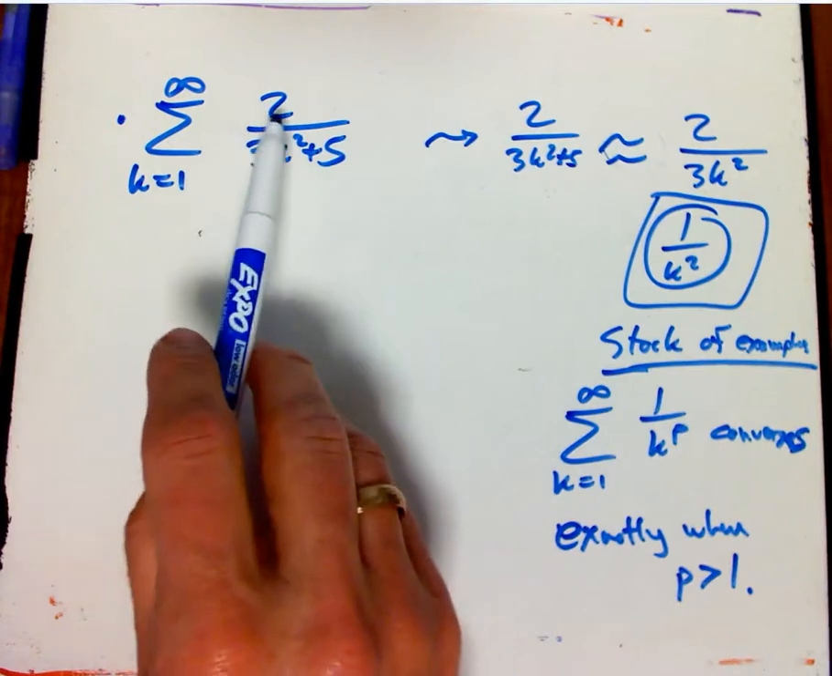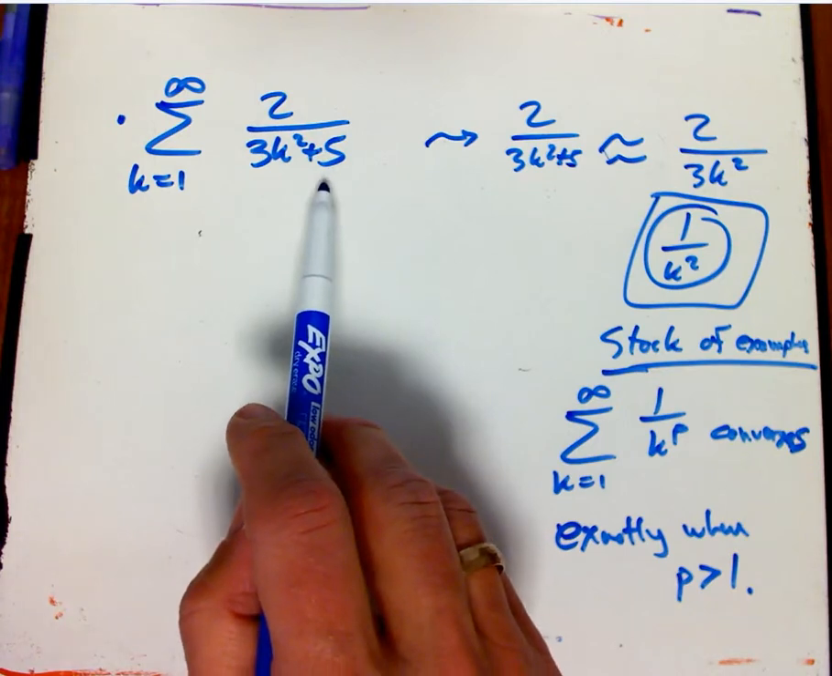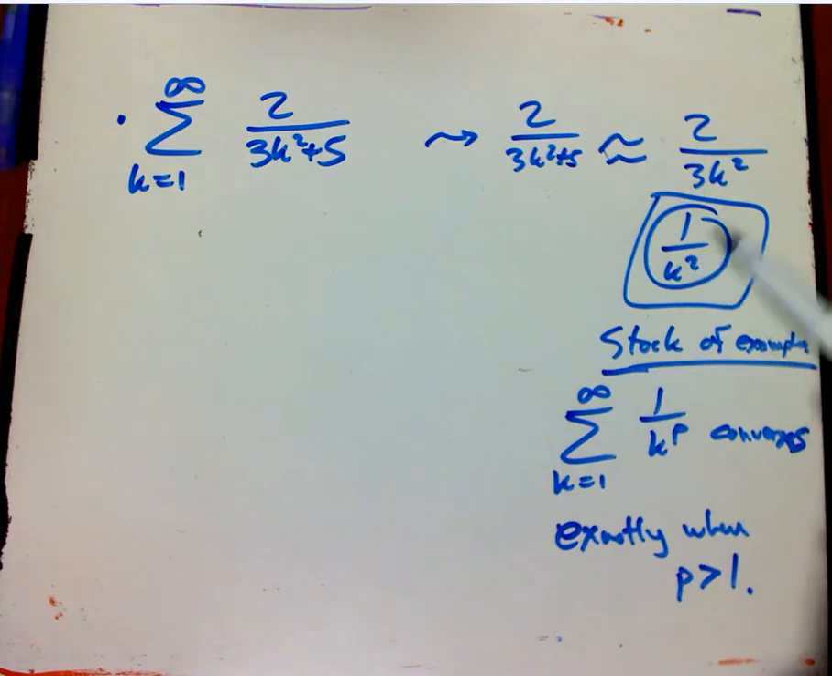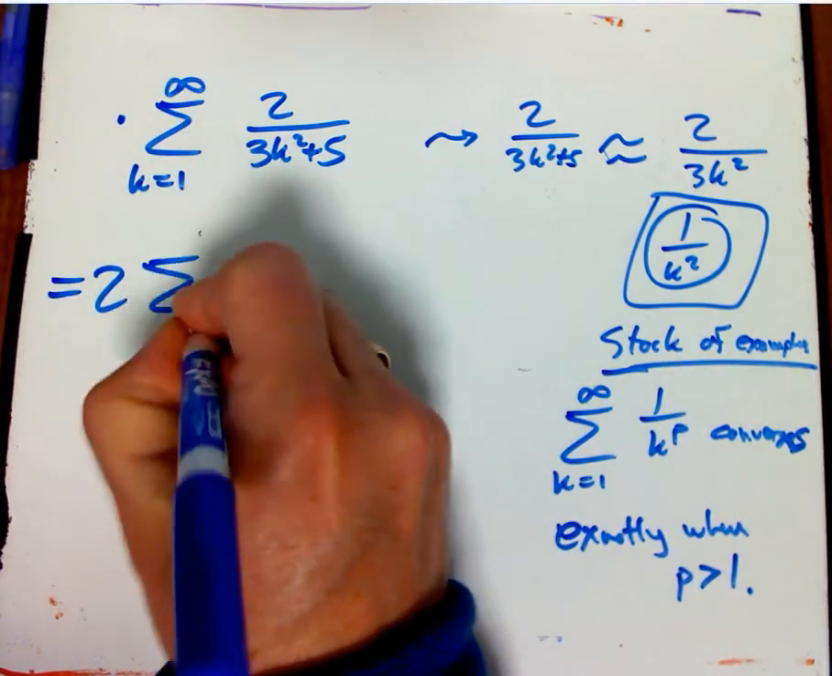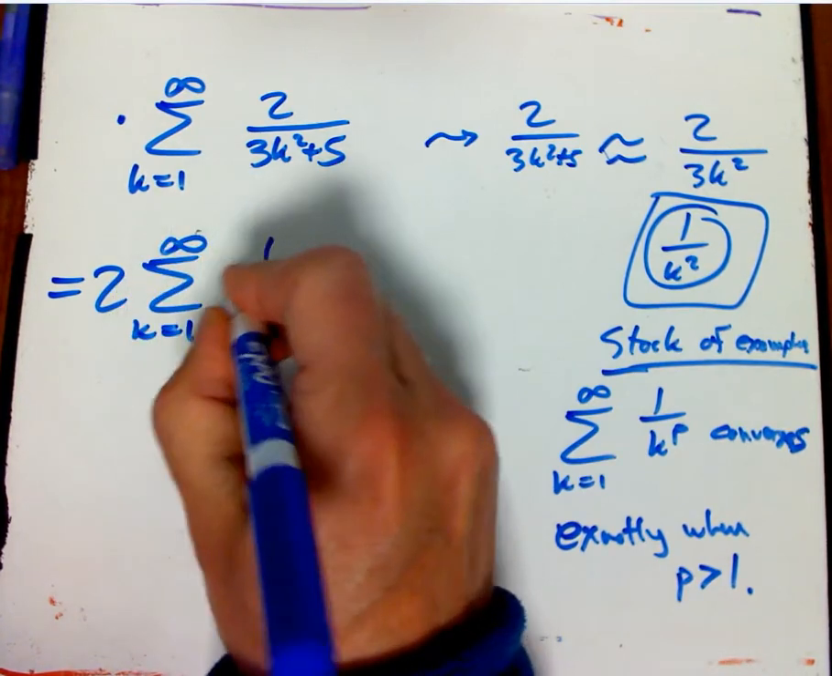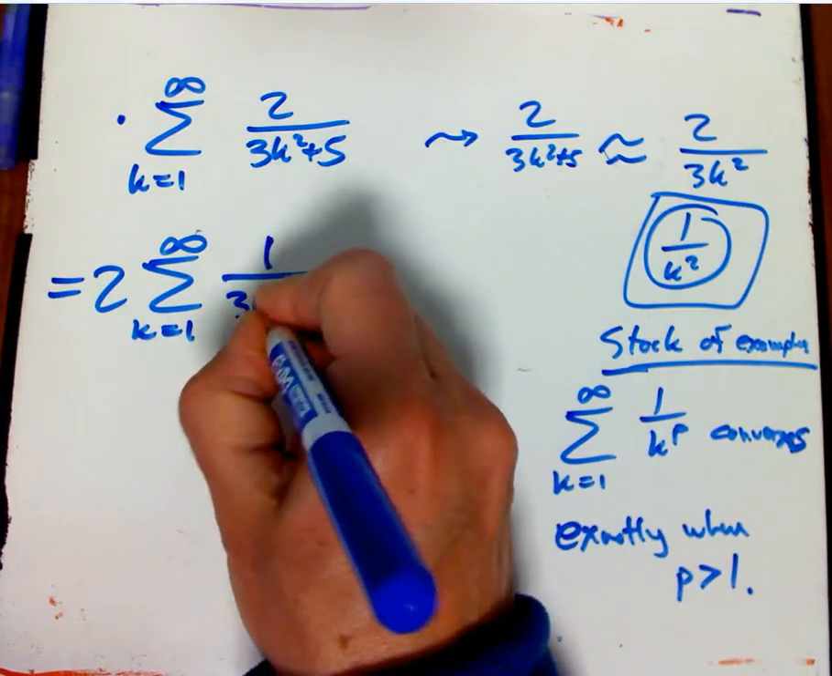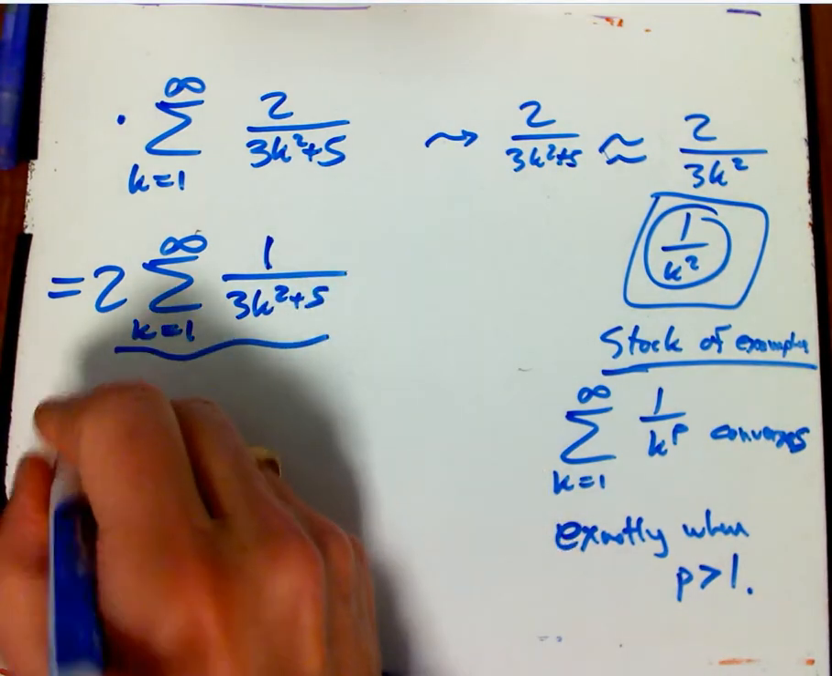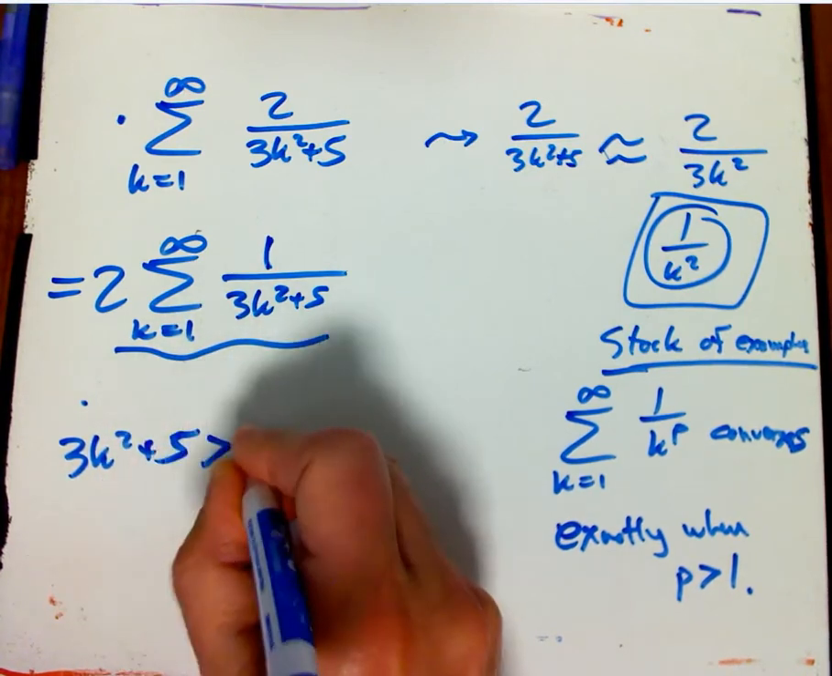Now, one thing is the 2 up here does make these numbers bigger than if the 2 weren't there. Certainly 2 over k squared is strictly speaking bigger than 1 over k squared. But again, that doesn't really matter in terms of how it goes to 0. It's just an overall constant factor. So the easiest thing to do is just say, look, that's 2 times this. We know that we can multiply a series by a constant or divide it by a constant and not affect convergence. Okay, so we really just want to analyze this guy. Now this is easy. We know that 3k squared plus 5 clearly is bigger than k squared.